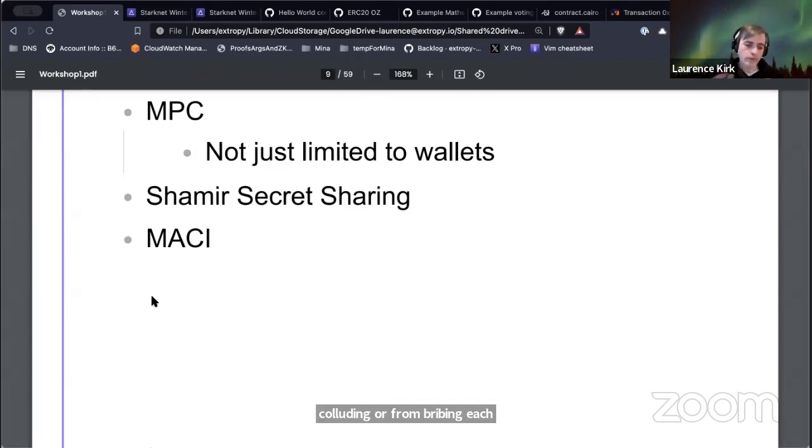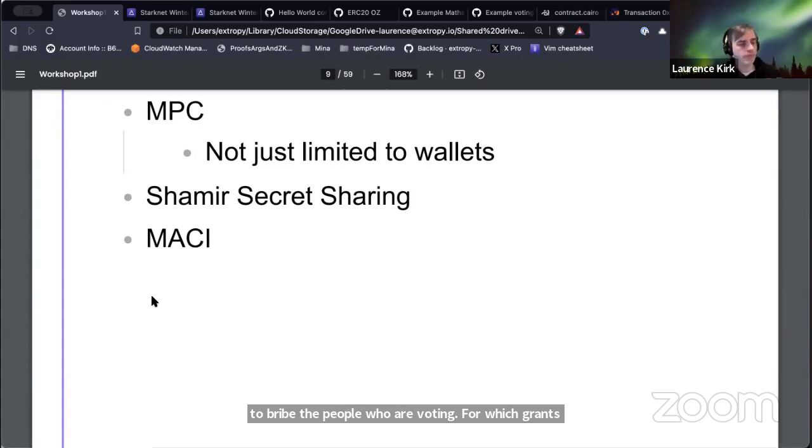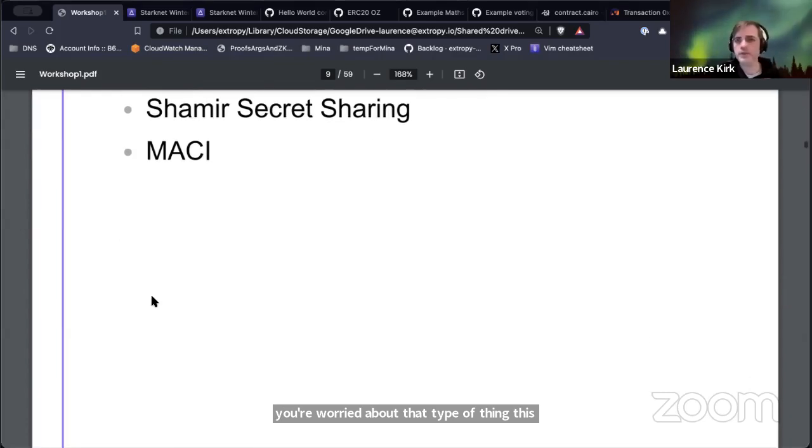So where you've got something such as, maybe you've got a project that is giving away grants, and you're worried that the people who would receive the grants are going to bribe the people who are voting for which projects will receive a grant. If you're worried about that type of thing, this anti-collusion infrastructure is a way of getting around it. So take a look at that.